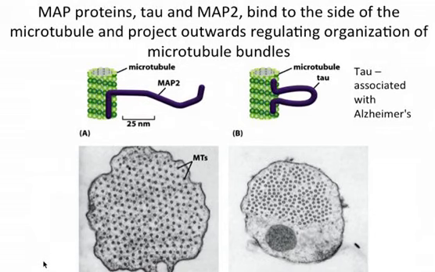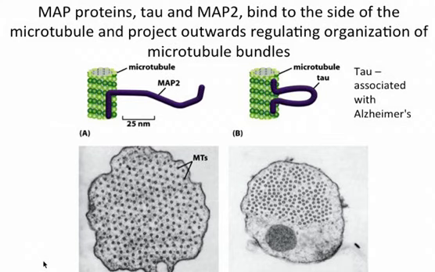Okay. So, MAP proteins, there's a lot of them. Here, there's tau and MAP2. They bind to the side of the microtubule and project outwards, regulating the organization of microtubule bundles. And it's really a size thing. MAP2 looks like this, it binds like this, and it sticks out like this. So it's going to keep the next microtubule at this distance. Tau binds like this, so it sticks out less, and so it's going to organize microtubules more closely.